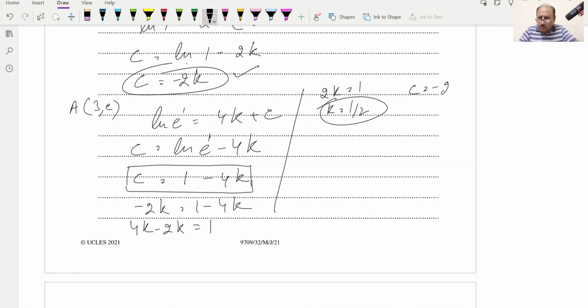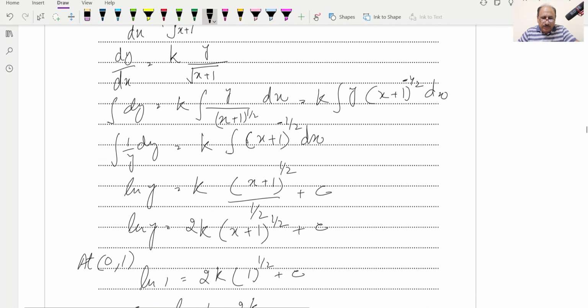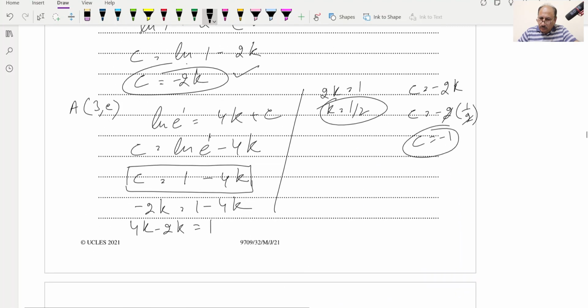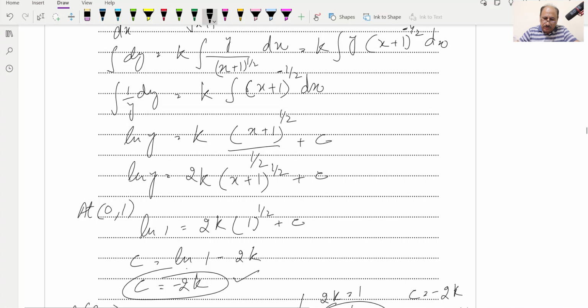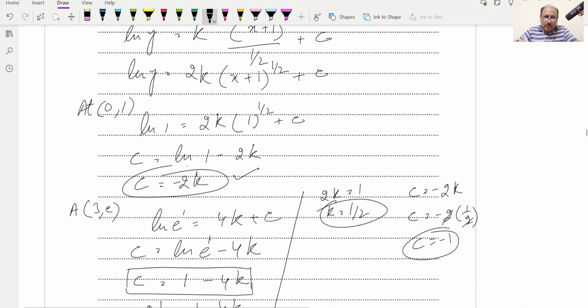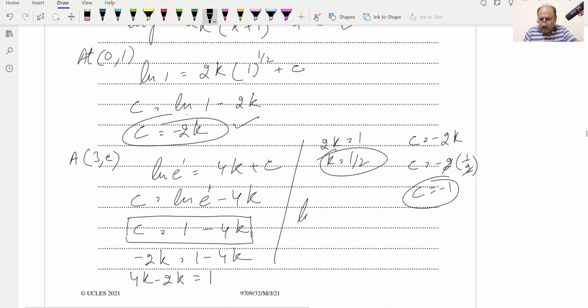And the c value: c is equal to minus 2k, so c will be equal to minus 2 into 1 by 2, so this will be cancelled, so c is equal to minus 1. So these two values we will replace in log y is equal to, we have k as 1 by 2, so in this equation, log y is equal to the square root of x plus 1, raised to 1 by 2, and minus 1. This is the c value which we have replaced.